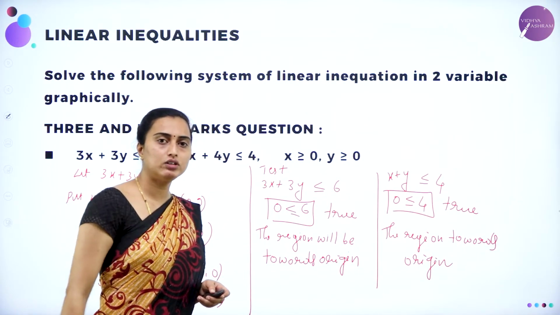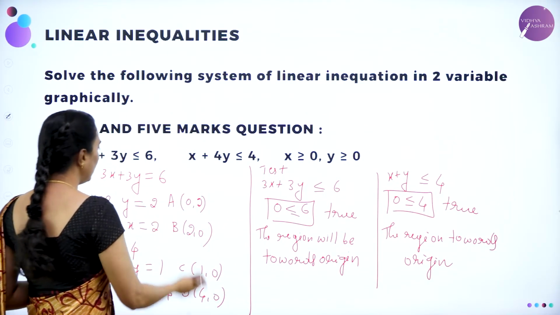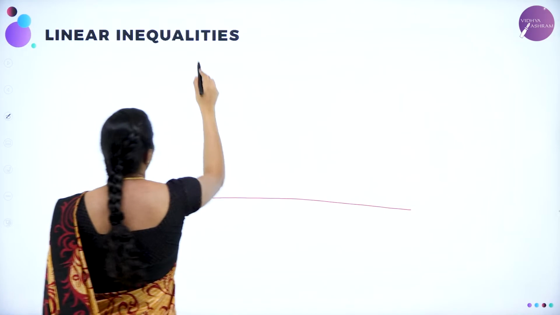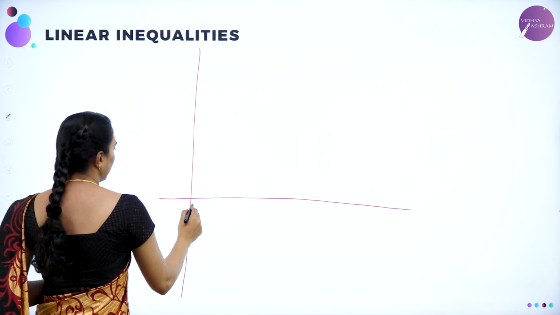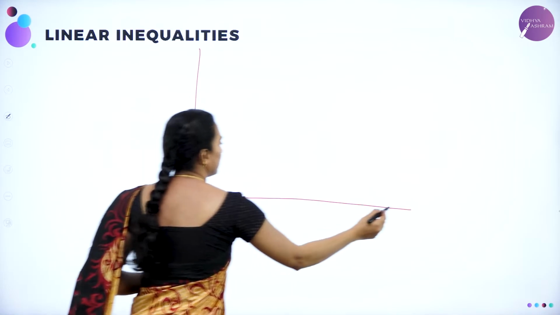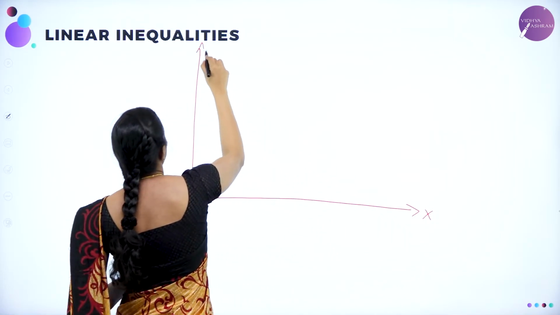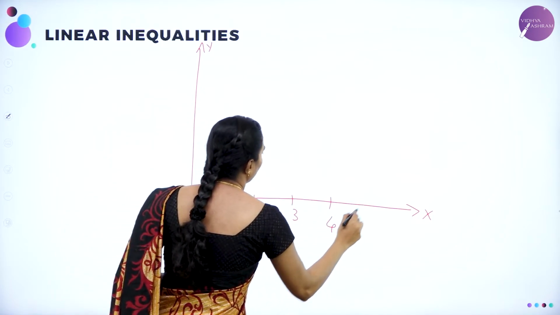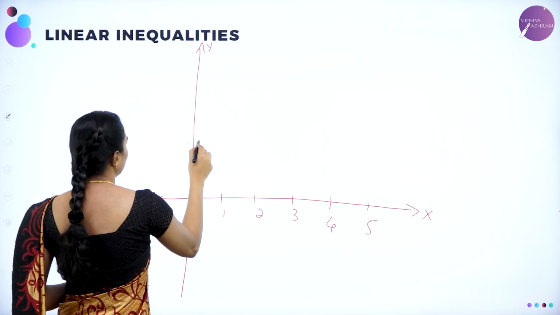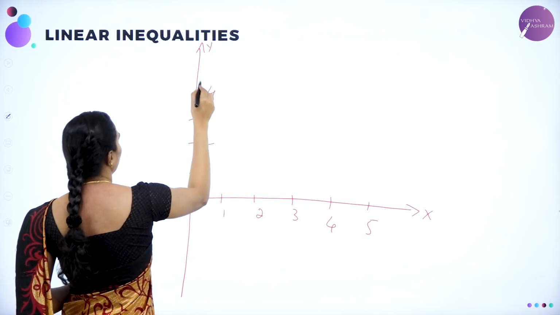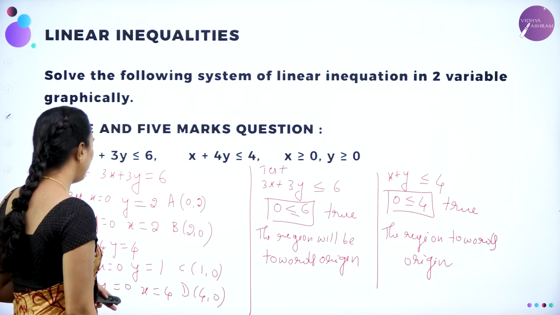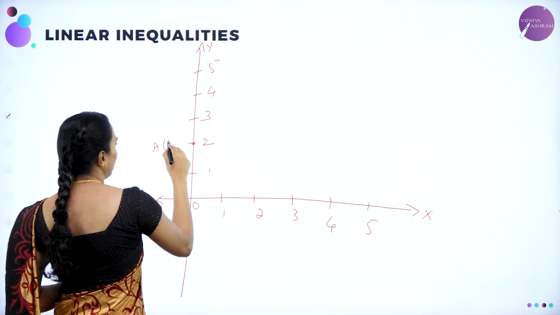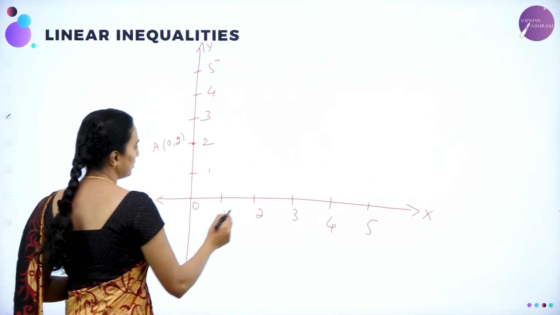Now, let us move on to the graphical representation. Here it will go up to 2 and 4. Now, this is the x-axis and this is the y-axis. Here the origin, this is the x-axis, y-axis. Now, here 1, 2, 3, 4, 5. Here 1, 2, 3, 4, 5. Let me mark the point A (0, 2). That is A (0, 2) will be here, and B (2, 0) will be here.